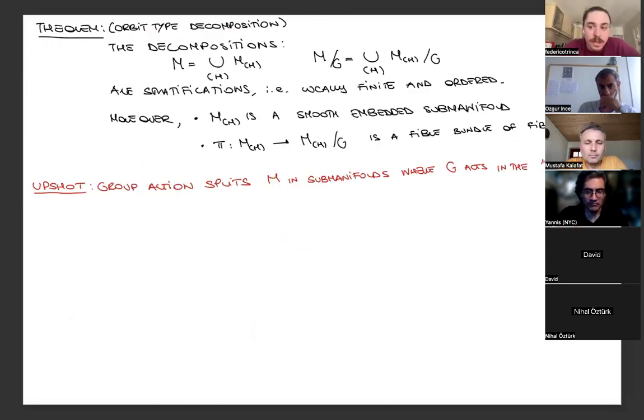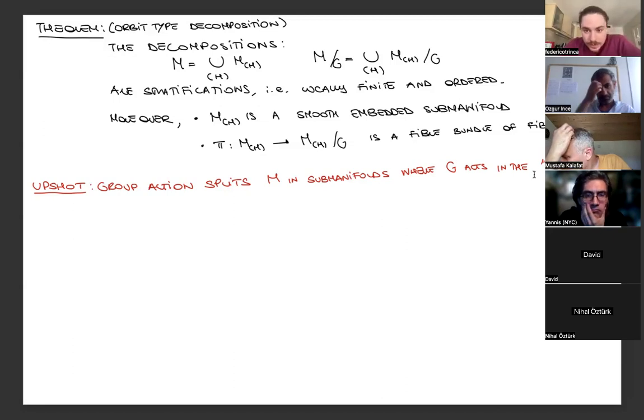And this in turn gives us a decomposition of my manifold into orbit types. So my manifold decomposes as the union over all the possible subgroups or conjugacy classes, and the same holds for the orbit space. These are stratifications in the sense that they're locally finite and ordered, and each stratum is a smooth embedded manifold, and the projection is a fiber bundle with fiber G over H.